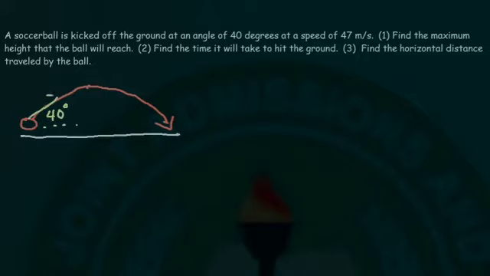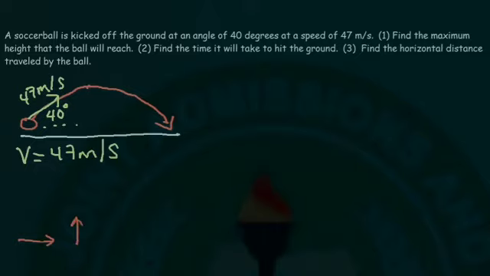Now the ball was kicked at a speed of 47 meters per second. Now it's good to understand that V is equal to 47 meters per second, not Vx, not Vy. When it's at an angle, there's an x component and a y component. If it's traveling horizontally, all you have is Vx. If it's traveling vertically, all you have is Vy. But at an angle, you have both Vx and Vy. So if you're given the speed at an angle, it's neither Vx nor Vy. It's simply V. So just make sure you keep that in mind when solving these types of problems.